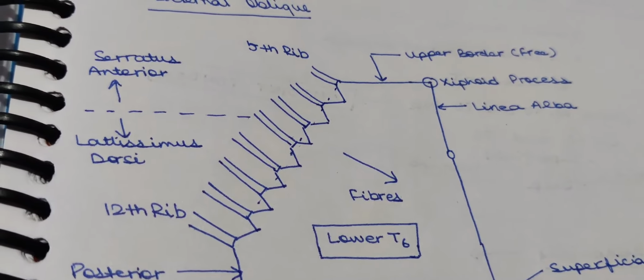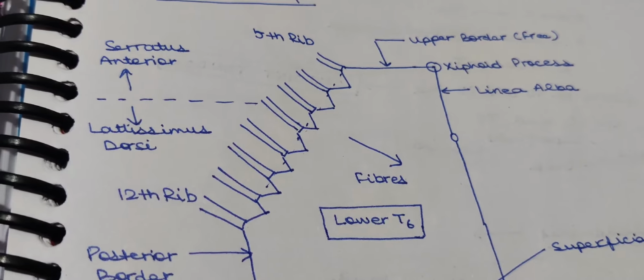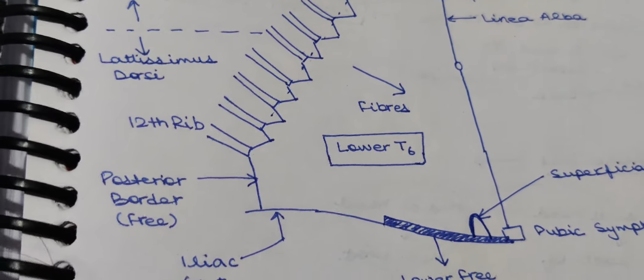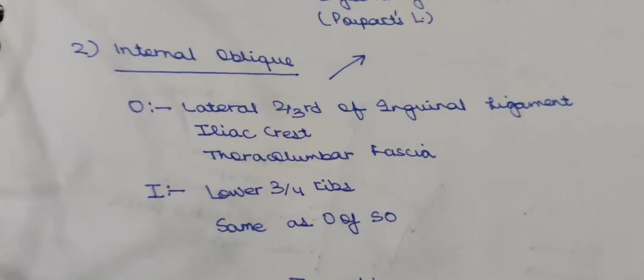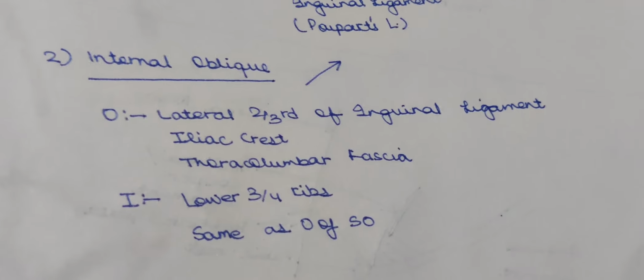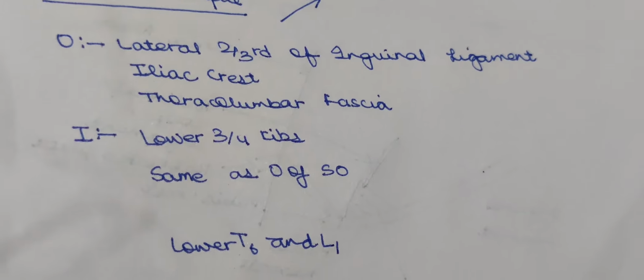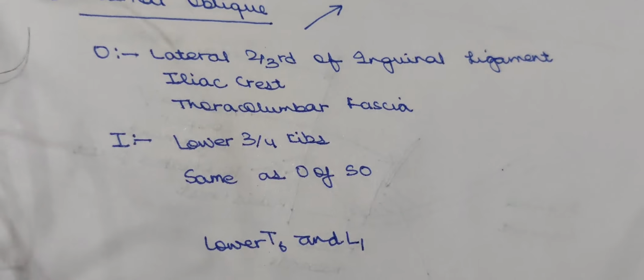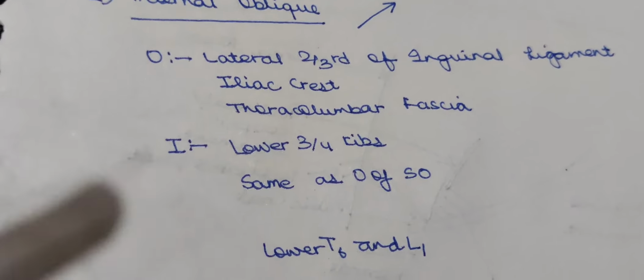So now the 5th, 6th, 7th and 8th ribs interdigitate with the serratus anterior muscle, and the last 4 ribs interdigitate with the latissimus dorsi muscle. Now the internal oblique muscle, its direction is medially and upwards. Its origin is the inguinal ligament, iliac crest and thoracolumbar fascia, and its insertion is the lower 3 to 4 ribs, and other attachments are the same as the origin of the external oblique.